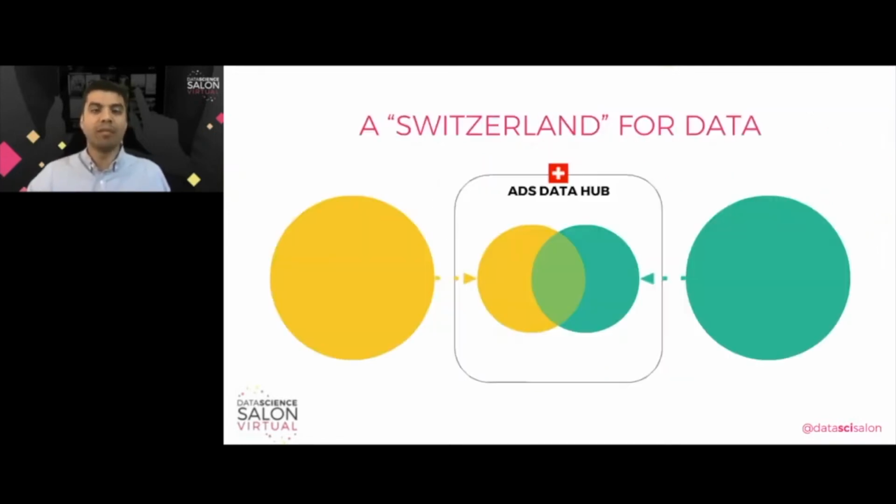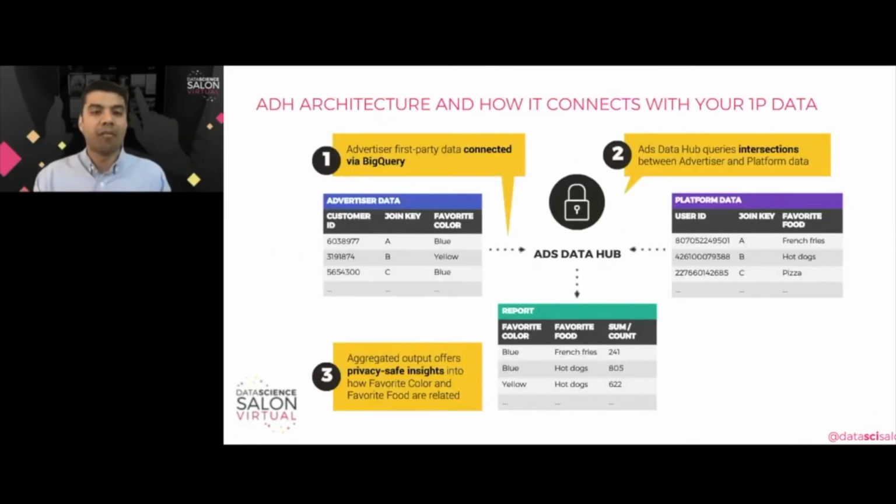So what are we really working on in this case? We have two different data sets that are supposed to be merged with each other. Ads Data Hub acts as a solution, a Switzerland for data. It allows us to query, join and extract aggregated results. This is a hypothetical example where we are working on the favorite color of people and the favorite food of people, assuming these two data sets are coming from different platforms.